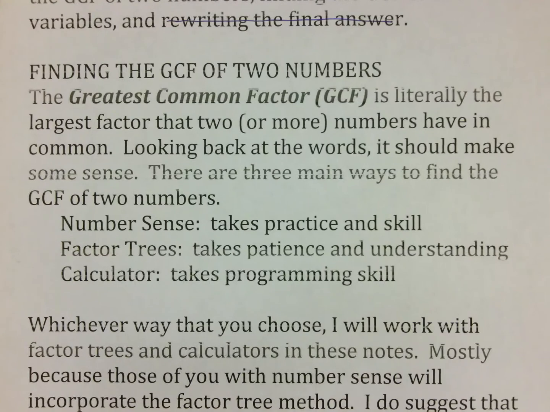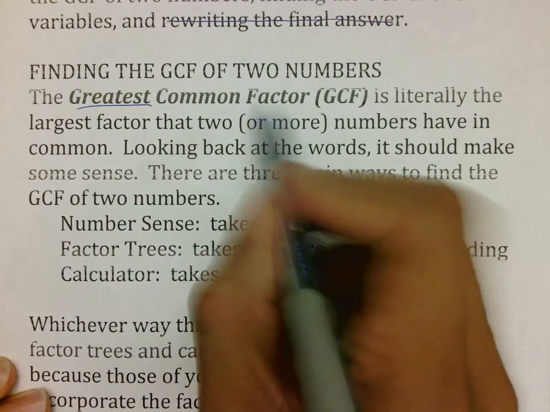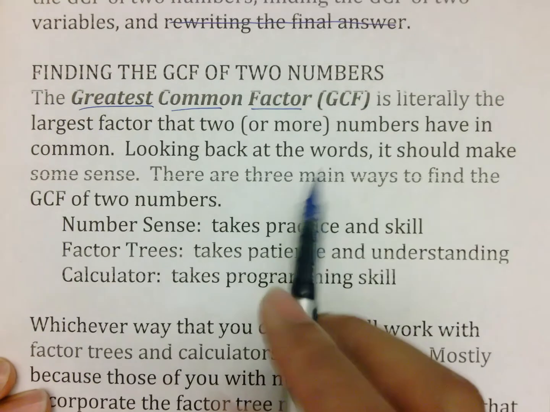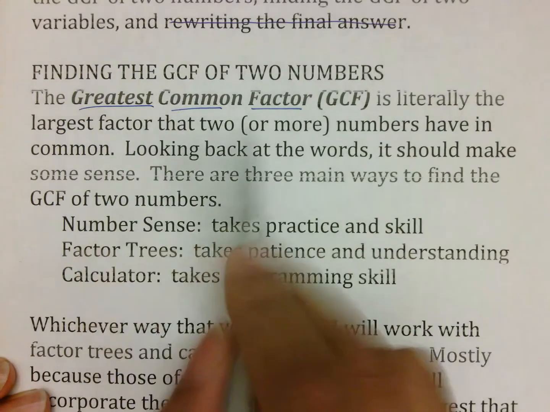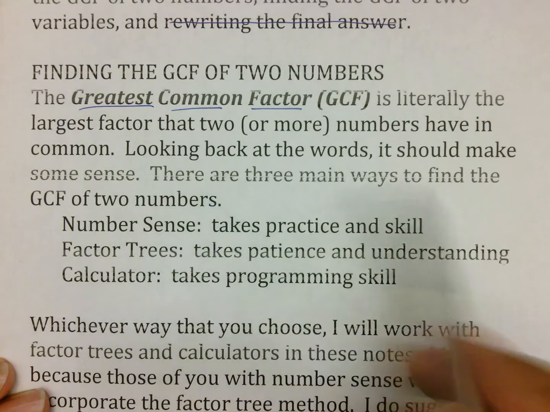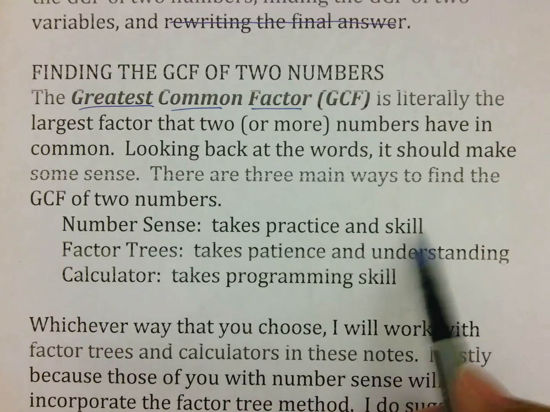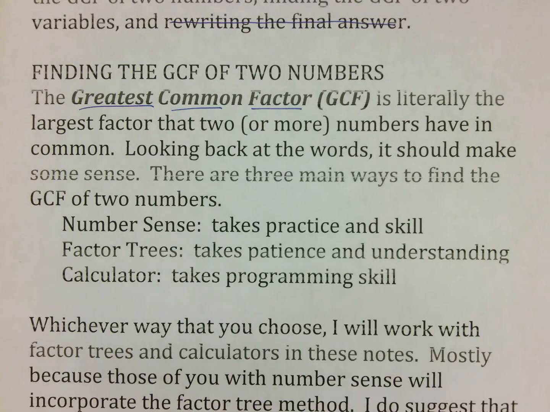So, looking at your paper again, just kind of following along, the greatest common factor is literally the largest factor that two or more numbers have in common. Largest factor two numbers have in common. So that's why I say literally, because it's actually in the name. Looking back at the words again, it should make some sense. Here are three main ways to find the GCF in terms of numbers.